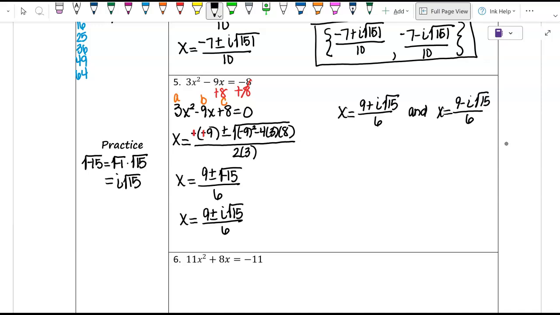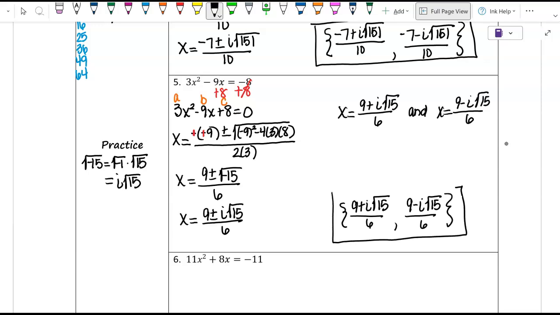I cannot reduce the 9 and the 6 if I can't do anything to the other term. So my solution set here, 9 plus I radical 15 over 6 and 9 minus I radical 15 over 6. That is as simplified as I can get it. Now I'm going to pause for a moment while you complete number 6 and we will check our answers to see if we are correct.